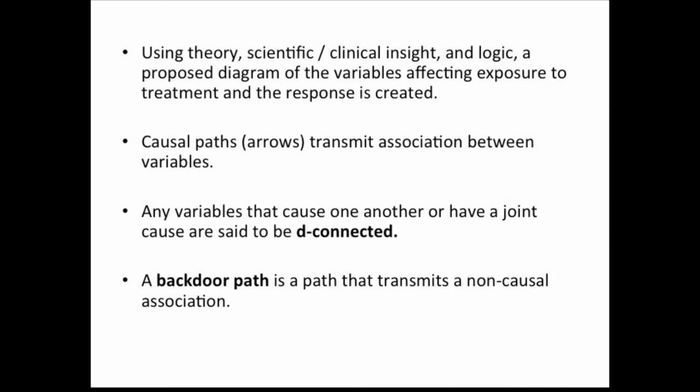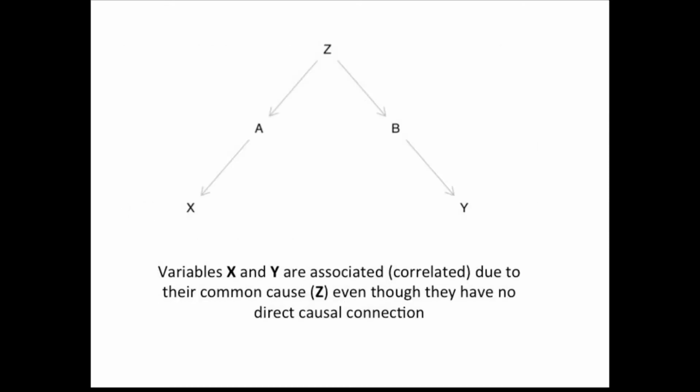So I'm going to skip a little bit of this. Whenever you have an arrow that indicates causation exists, you also have statistical association or correlation. So here, Z causes A. That means Z and A are correlating, right? Z causes A causes X. That means X and Z are correlating.